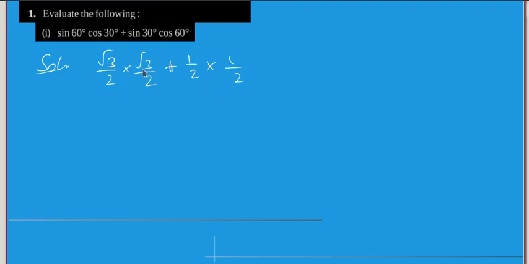Right. So root 3 into root 3 is 3, divided by 2 into 2 is 4. Plus 1 divided by 4 we will get. The LCM is 4 and the numerator is 3 plus 1, which becomes 4. 4 by 4 is nothing but 1. So what is the value of sin 60 cos 30 plus sin 30 cos 60? It is 1. Now we will move to the next problem.